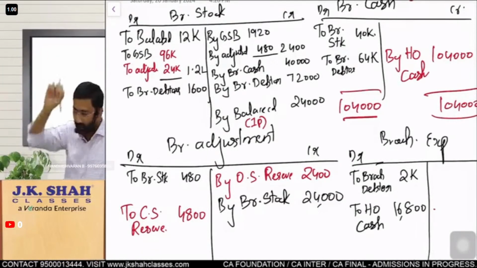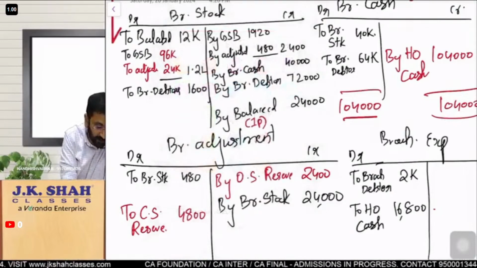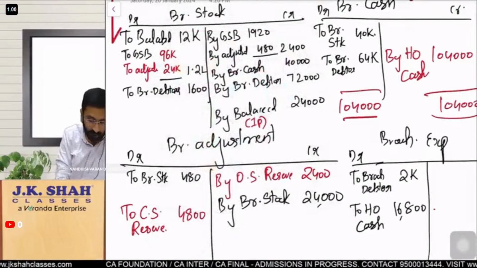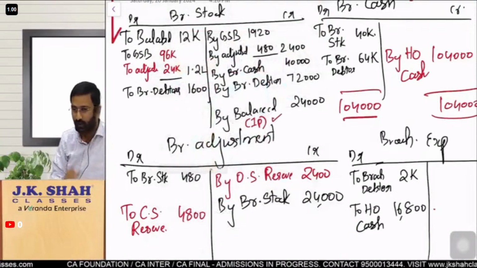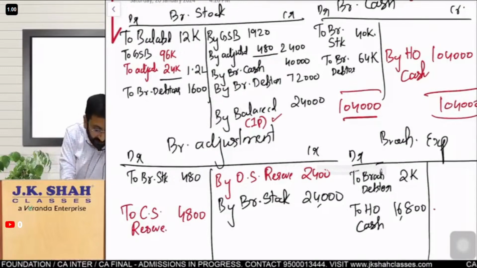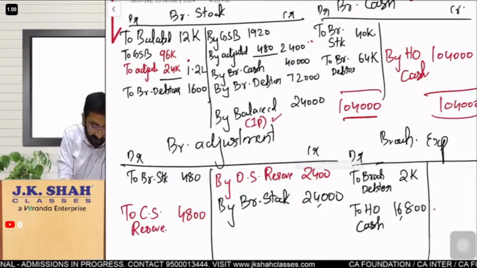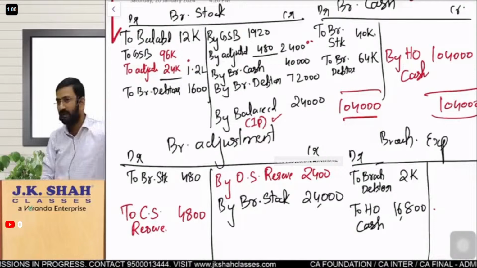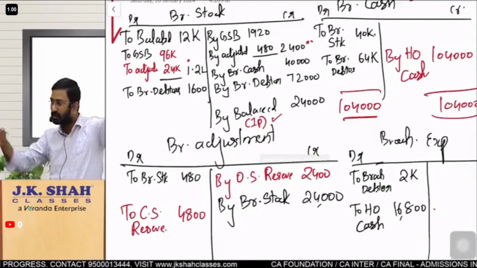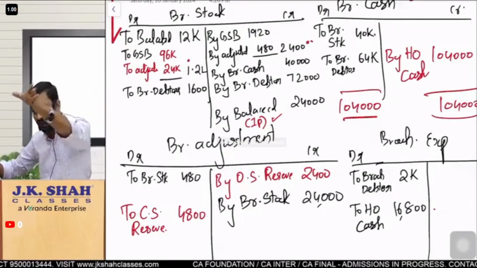Branch stock account. Opening stock is at which price? Invoice. Closing stock, invoice. Opening stock and closing stock at invoice. Goods sent, it is 1.2. Goods sent, which price is that? Invoice. Goods returned back, invoice. So opening stock is at IP, closing stock IP, goods sent IP, goods returned also IP.